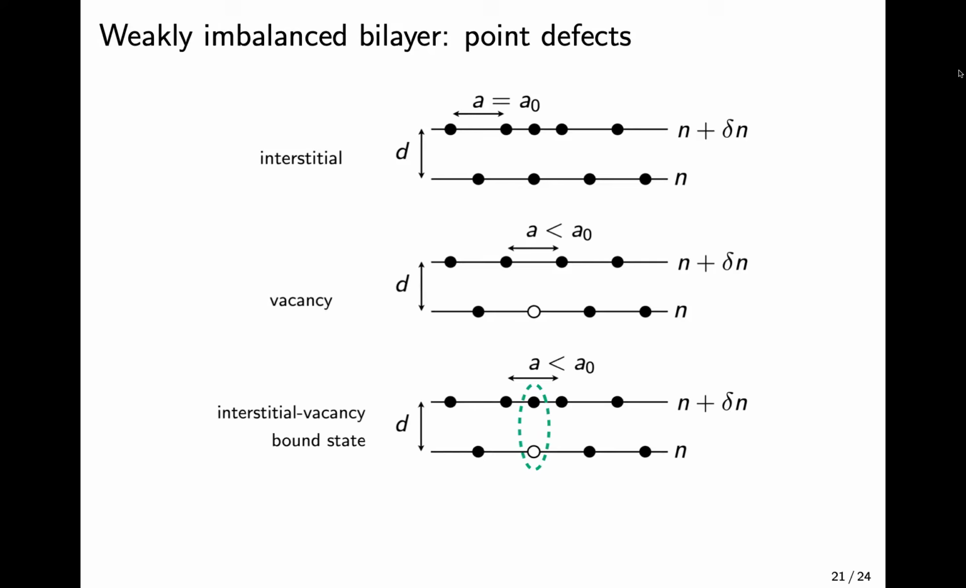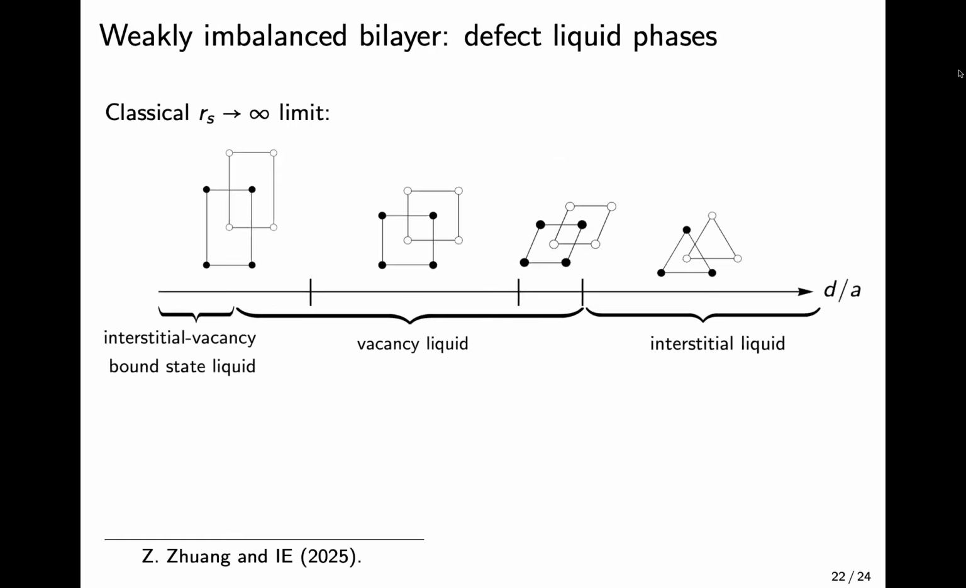So these are some of the different possibilities, but it turns out that which of these is most favored actually depends on the interlayer distance. What we found, together with Zecun Zhuang, is that even with simple electrostatics, there's a rather interesting evolution of the lowest energy type of point defect. When the interlayer separation is large and you weakly imbalance this kind of crystal, interstitials are formed. That's what I'm calling here an interstitial liquid. You'll have these itinerant interstitials that float around.